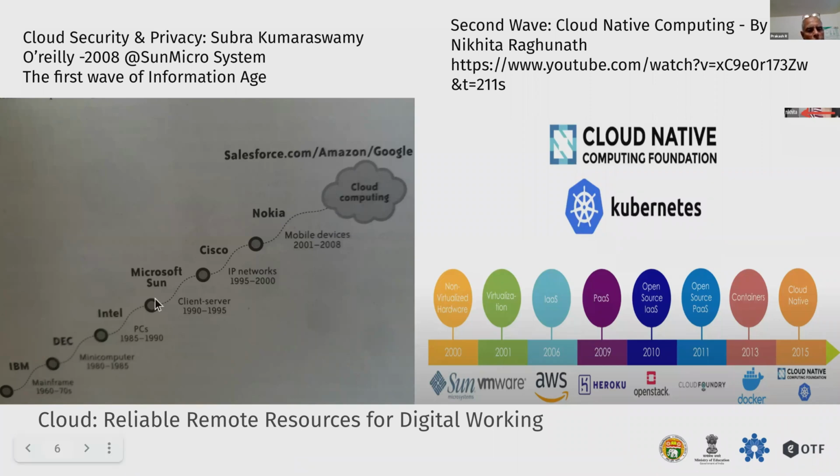Then came Microsoft and Sun, the two competing camps, one on the Windows side, the other on the Sun Solaris side, which then turned into Linux at that point, somewhere in the 90s. Then came the networking from Cisco, which really proliferated the IP network. Followed by that, we had a lot of cell phones, but those cell phones were more like feature phones, simple phones. And that was Nokia when they brought in a lot of mobile devices.